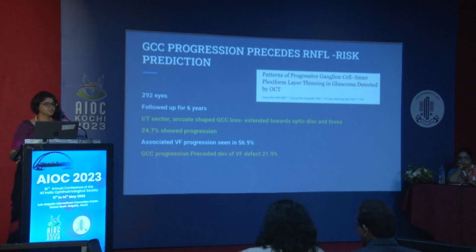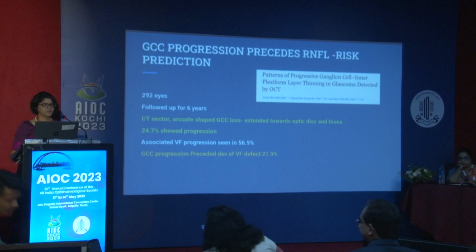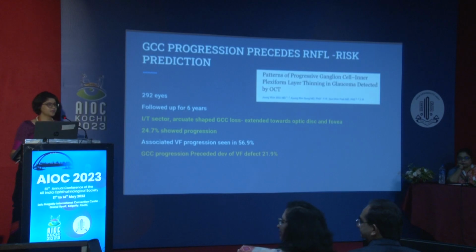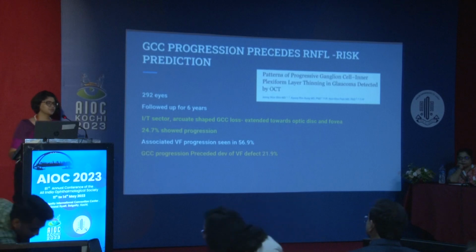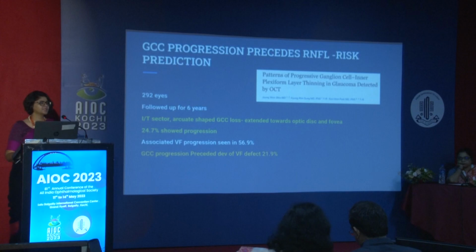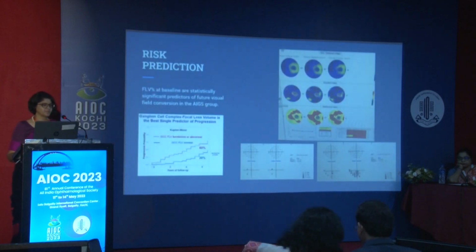There was a study which showed that patients who had normal fields and had an inferotemporal sector arcuate shaped GCC loss, when they were followed up over 6 years, the GCC progression preceded the development of visual field defects in 21.9%, and the visual field progression was seen in 56.9% of patients. So, the presence of GCC thinning is an indication that we should at least be following up the patient more frequently.